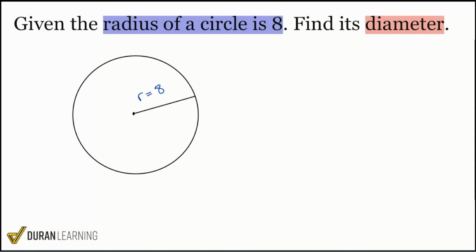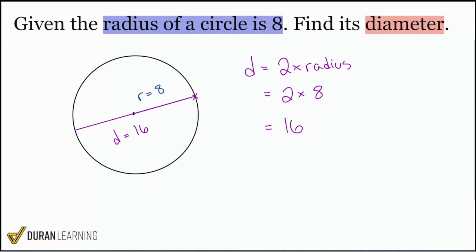Everybody, pop quiz. What do I do to the radius to get the diameter? Yes, we double it. Remember, the radius is the halfway point. The diameter is all the way through. If you're halfway, you got to multiply by 2 to get the rest of the way. That's going to be diameter equals 16. Again, a diameter equals double the radius. So we multiply 8 by 2, and that's going to give us 16.